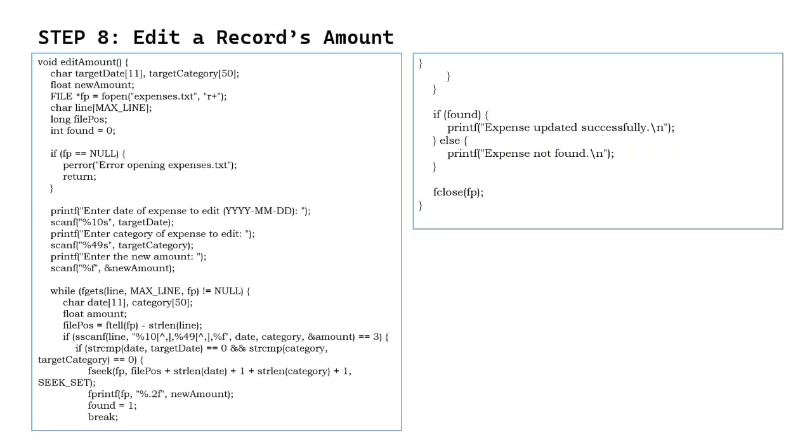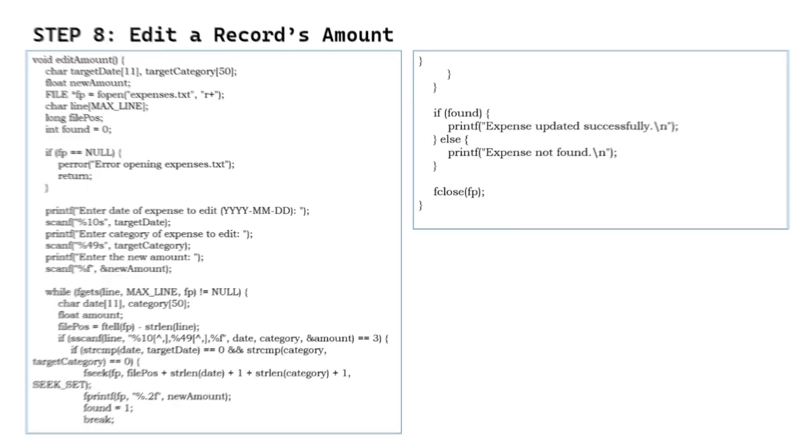Step 8. Edit a record's amount. This function opens expenses.txt in read/write mode. It prompts for the date and category for the expense to edit and the new amount. It then searches the file for a matching record and, if found, overwrites the existing amount with the new amount directly in the file.